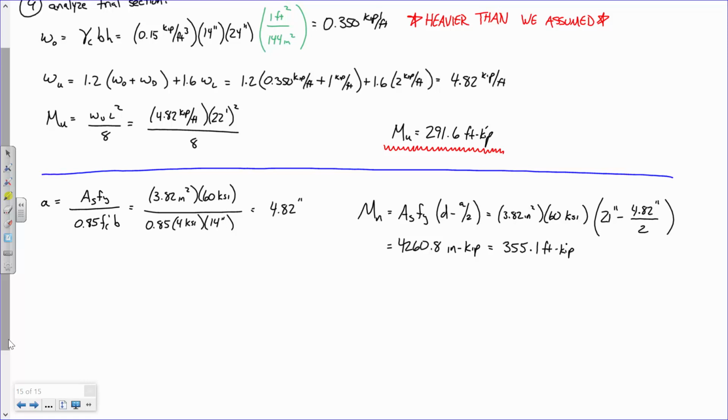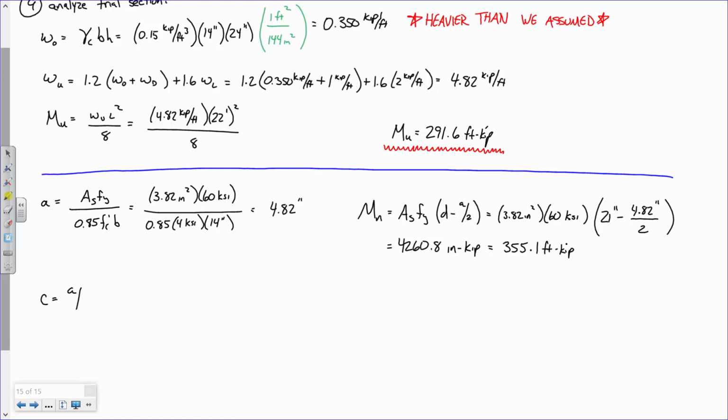Okay. That's nominal moment. We need a design moment capacity. We need to take that and adjust it by our phi value, our resistance factor. What is phi? It depends on what? How do you determine what phi is? What do you have to compute? You have to compute the strain in the steel. Remember that?